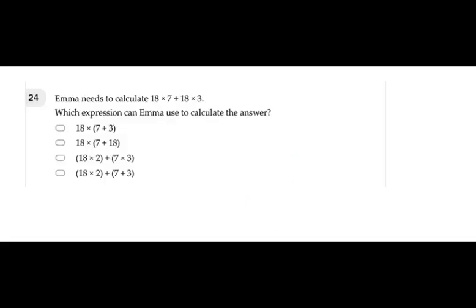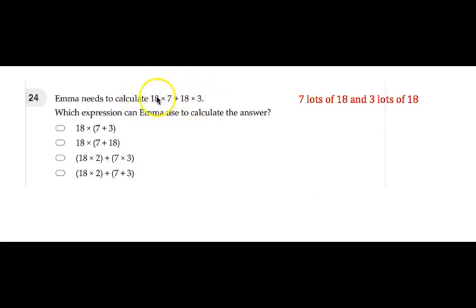It says Emma needs to calculate 18 times 7 plus 18 times 3. Now, when we look at it, we can see that 18 is multiplied by 7 plus, which means and, 18 is multiplied by 3. So what we've really got is 7 lots of 18 and 3 lots of 18. You sort of have to read that backwards. So 18 times 7 plus 18 times 3.